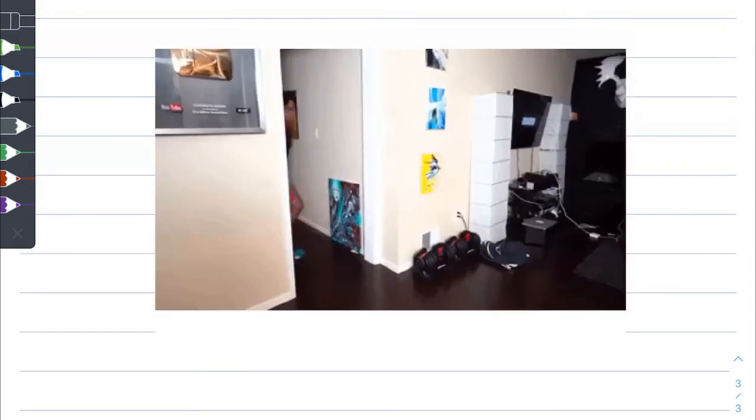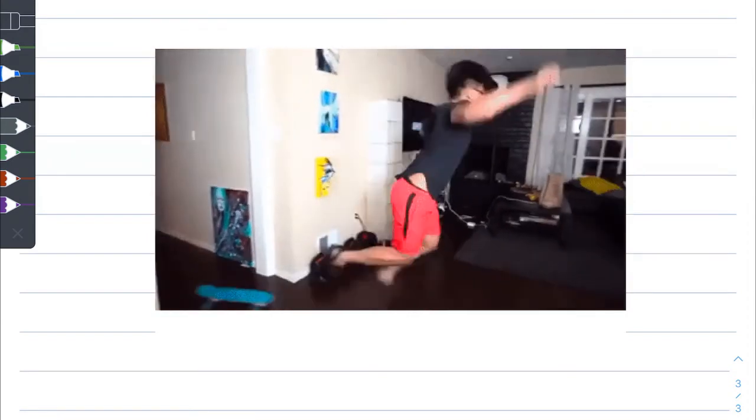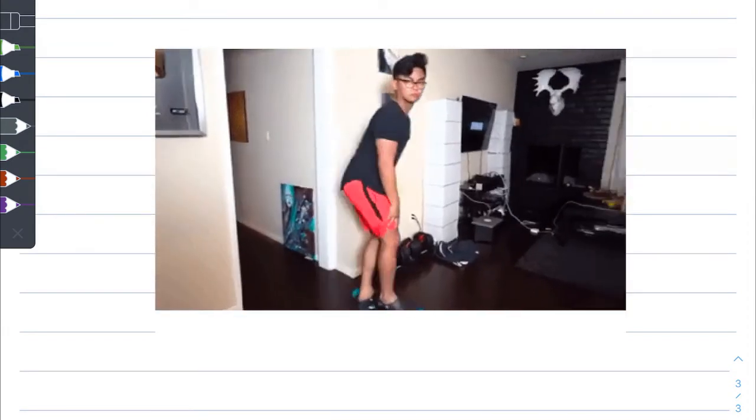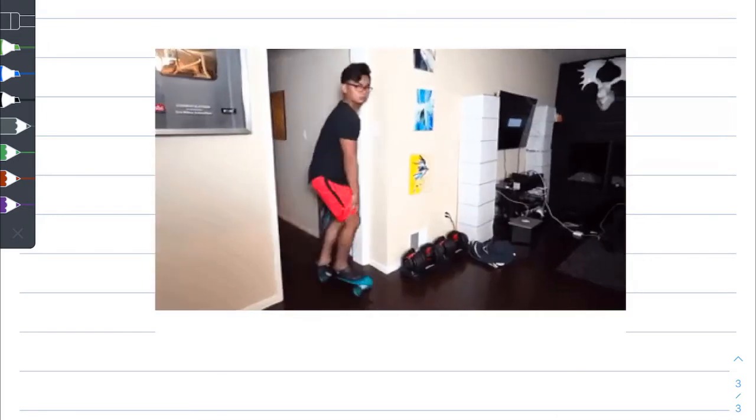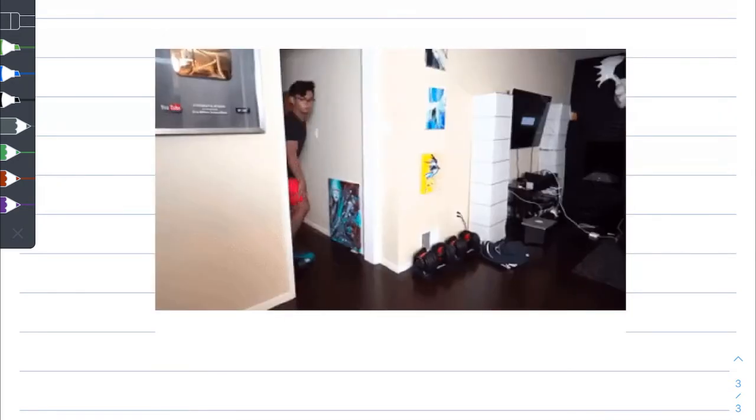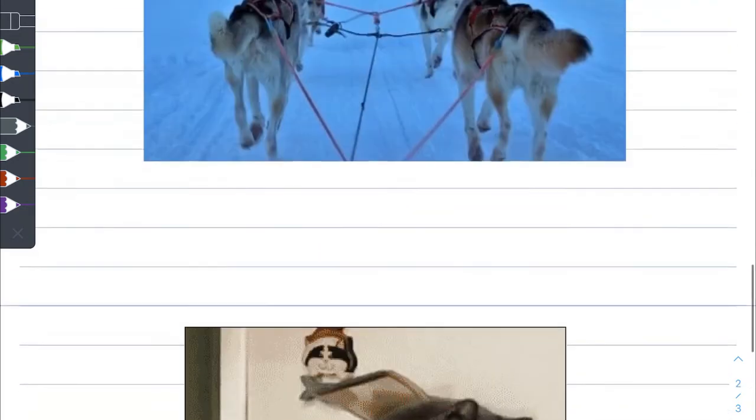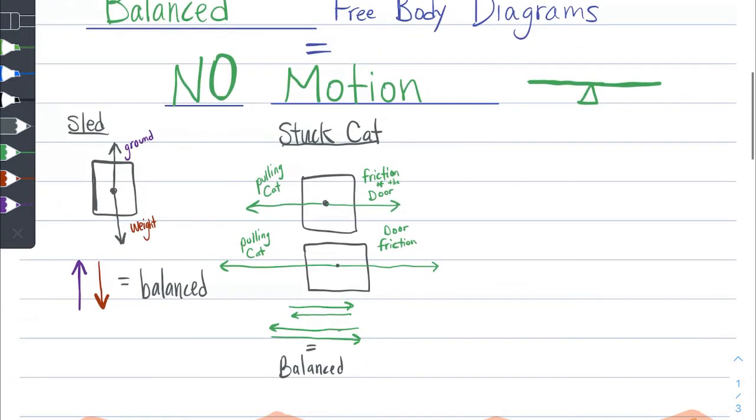If you watch closely, he actually kicks the skateboard after the skateboard stops, because as he moves forward, the skateboard stops, he starts falling forward, and as he falls, he kicks that skateboard. All right, so let's go to the no motion.